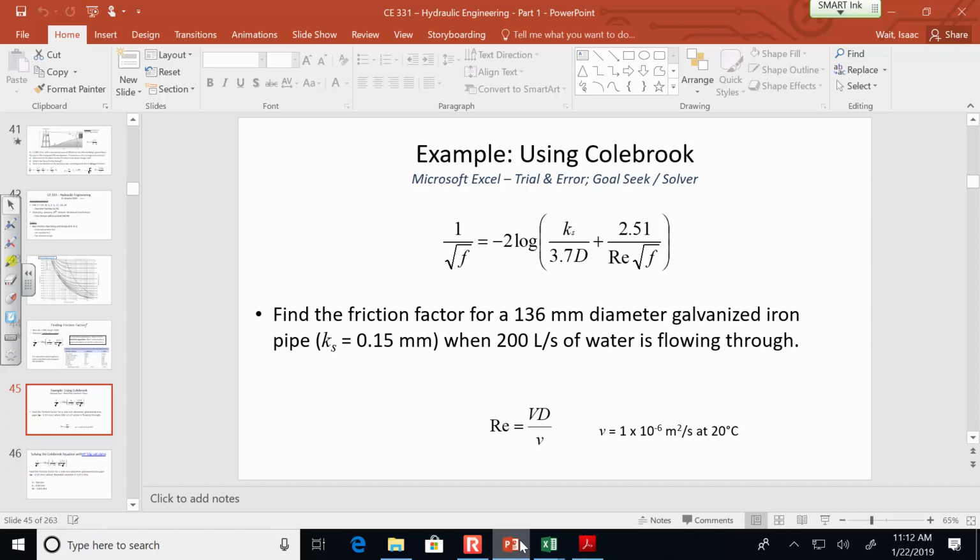How many of you have calculators today? Basically everyone. Can you tell me what the left-hand side of this equation is for f is 0.02? So what's the square root? 1 divided by the square root of 0.02.